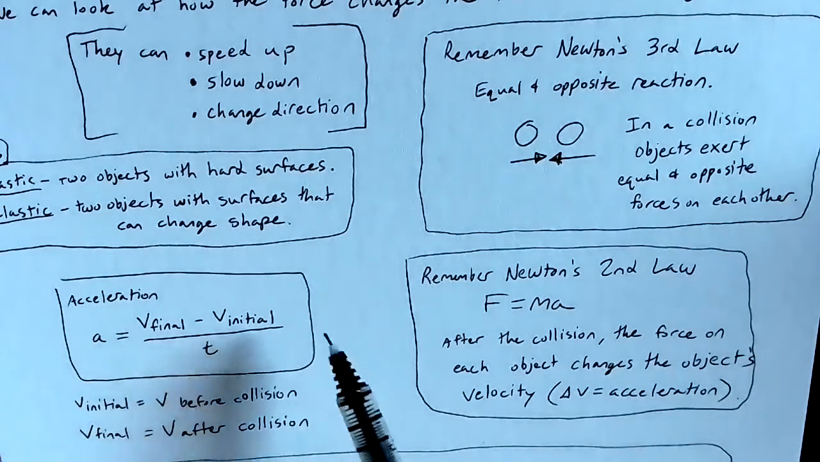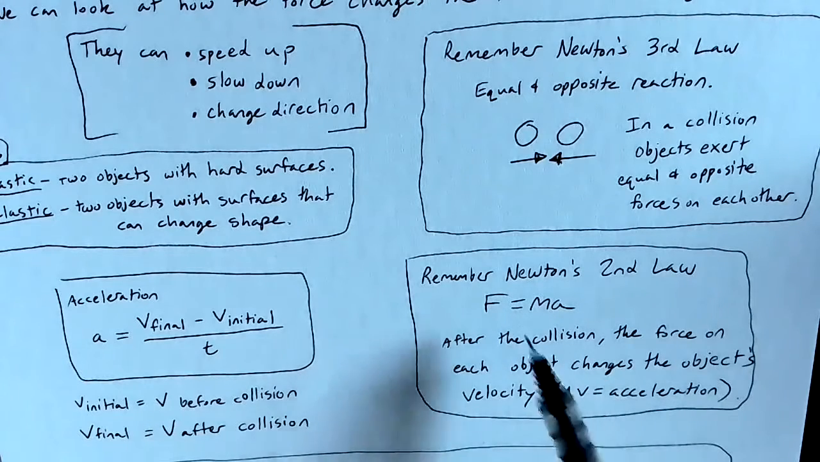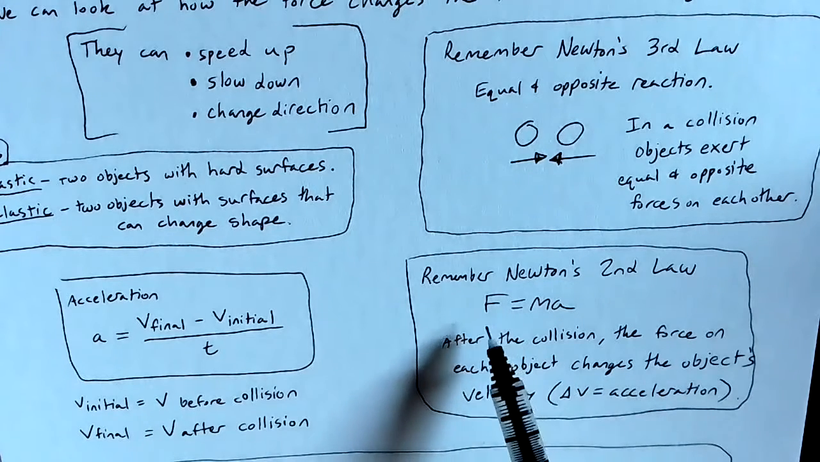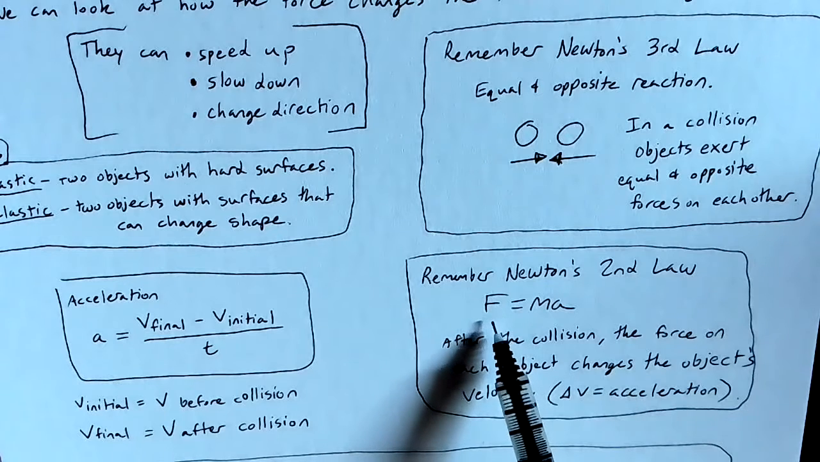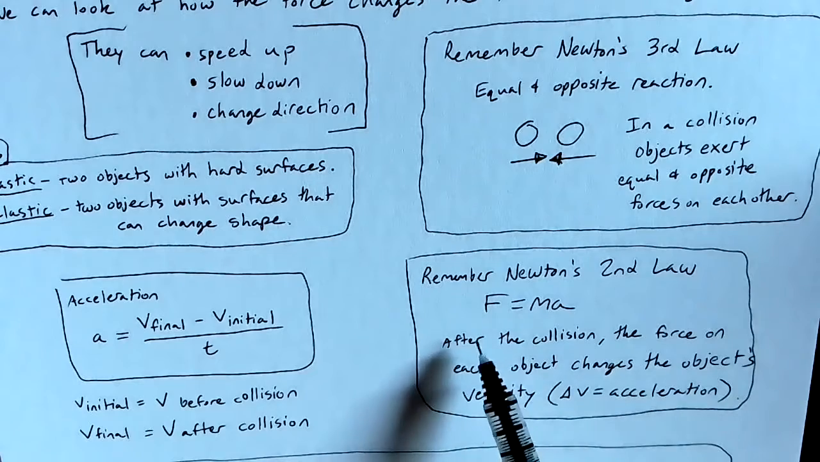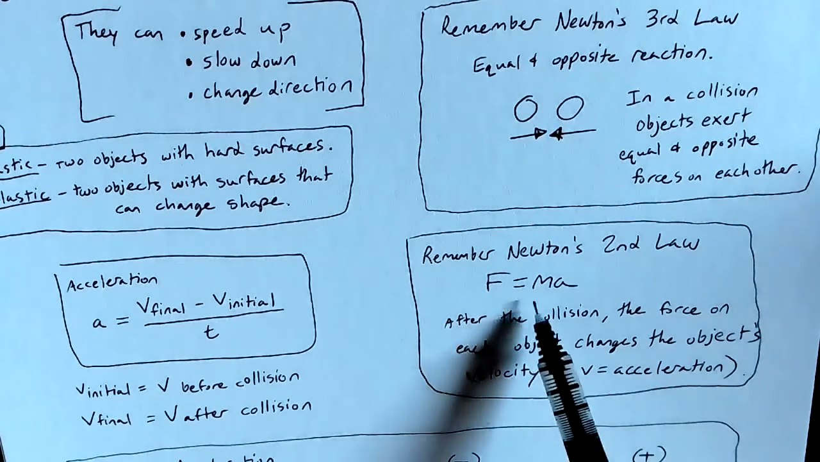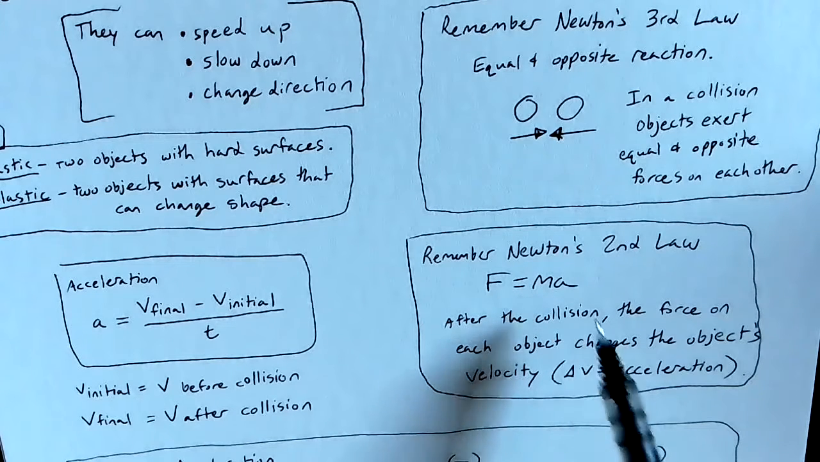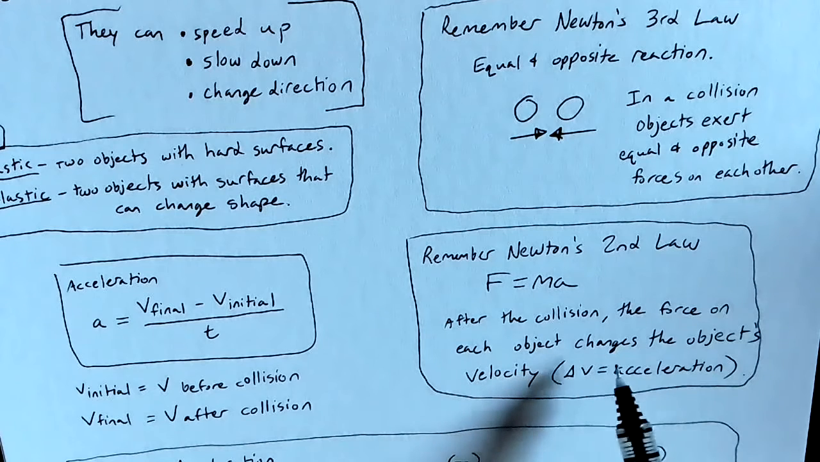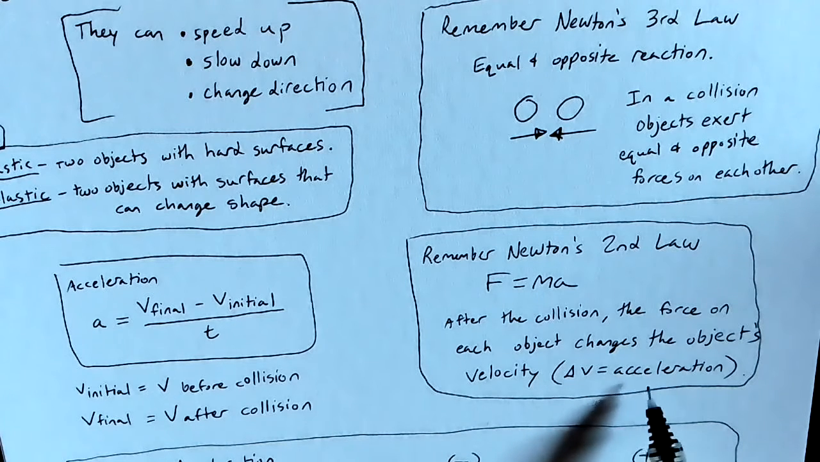So I brought up the third law before, the equal and opposite reactions. And now we're going to talk about acceleration and Newton's second law, because that comes up again with collisions. The second law stated that force is equal to mass times acceleration. So the force an object experiences or exerts is equal to the mass times the acceleration. So after the collision, the force on each object changes the object's velocity. And a change in velocity equals acceleration.